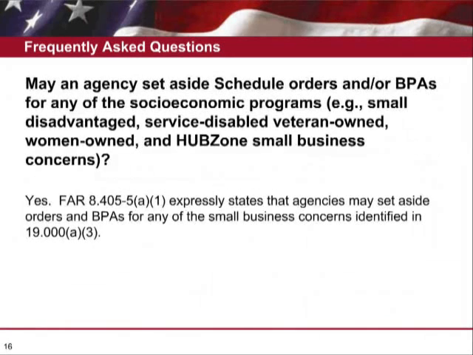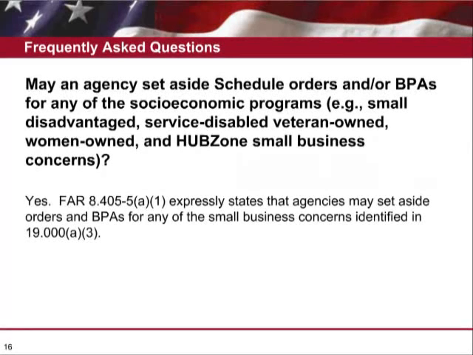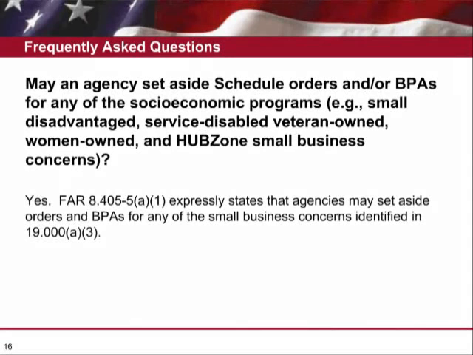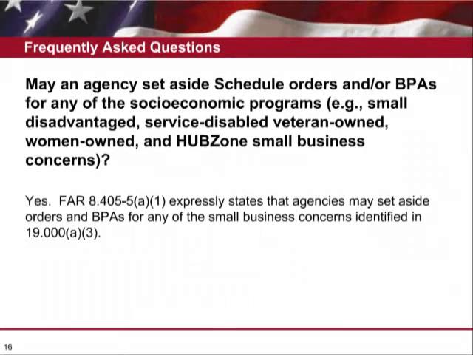Okay, question 2 is, may an agency set aside schedule orders and/or BPAs for any of the socioeconomic programs? Now, FAR 8.405-5, paragraph (a)(1), states that agencies may set aside orders and BPAs for any one of the small business concerns identified in FAR 19.000(a)(3). And the small business concerns identified in paragraph (a)(3) are small business, 8(a) business development participants, HUBZone small business concerns, service-disabled veteran-owned small business concerns, and economically disadvantaged women-owned small business concerns and women-owned small business concerns eligible under the Women-Owned Small Business Program. So I believe that's 6 types that are eligible for set-asides.